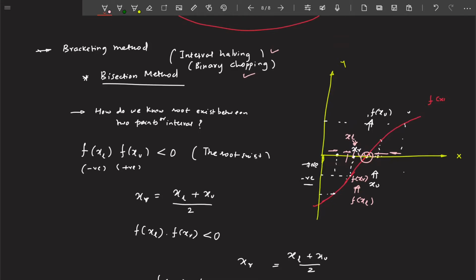So why is this known as a bracketing method? To solve this problem, we have to start with some XL and XU, that is the lower limit and the upper limit. Okay, and that is nothing but a bracket. So that is why this method is known as a bracketing method. Again, the false position method also requires two endpoints, so that we are able to start solving the problem. So that is why these techniques are known as bracketing techniques.